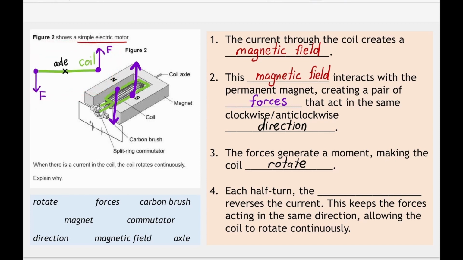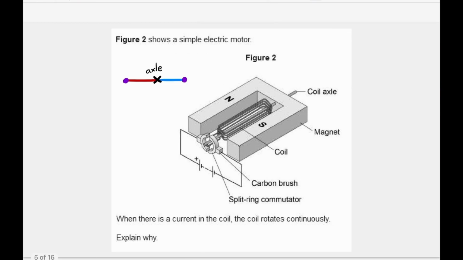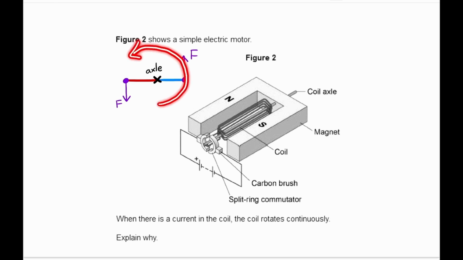For now, I'm going to color code the left-hand side red and the right-hand side blue so that we can distinguish them as the coil makes rotations. Let's use a zoomed-in diagram. At the moment, force acts downward on the left-hand red side and upward on the right-hand blue side. If we imagine these forces acting to create a turning effect, we will get a rotation in the anti-clockwise direction.